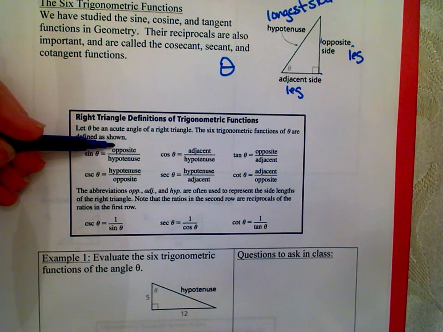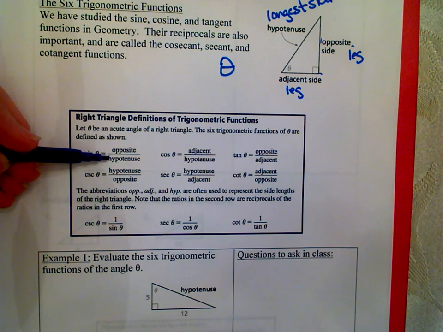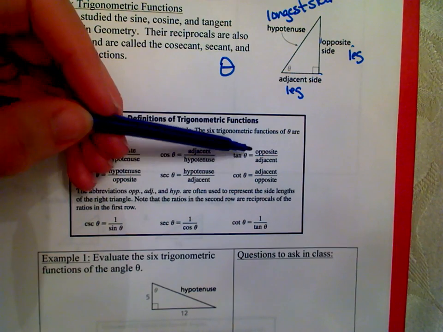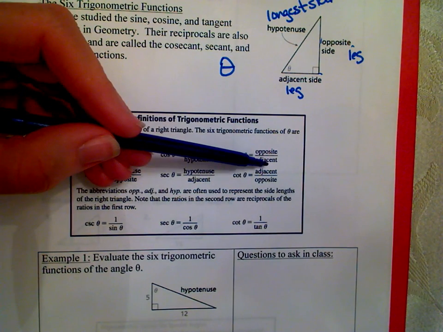Sine is the opposite leg over the hypotenuse. Cosine is the adjacent leg over the hypotenuse. Tangent is the opposite leg over the adjacent leg.